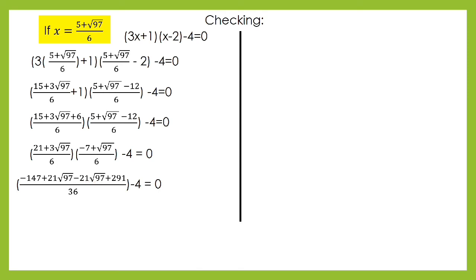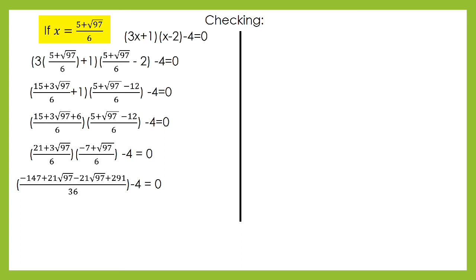Last, 3 square root of 97 times square root of 97 is 291. Paano nangyari yon? So, square root of 97 times square root of 97 is 97. Mumultiply natin sa 3. Okay, the product is 291. All over 6 times 6 is 36. Minus 4 equals 0.